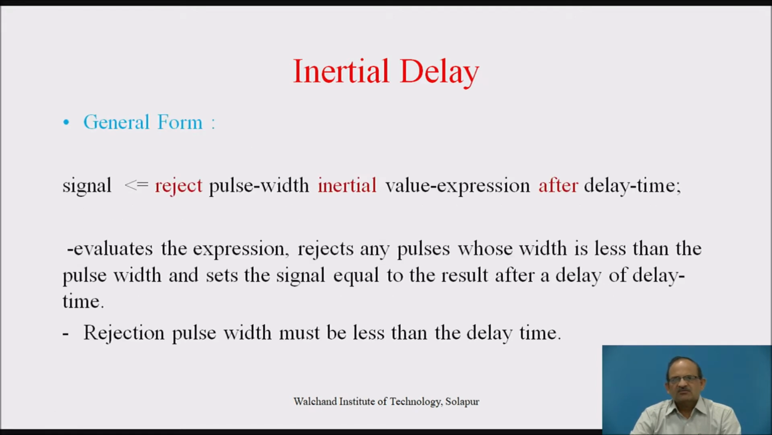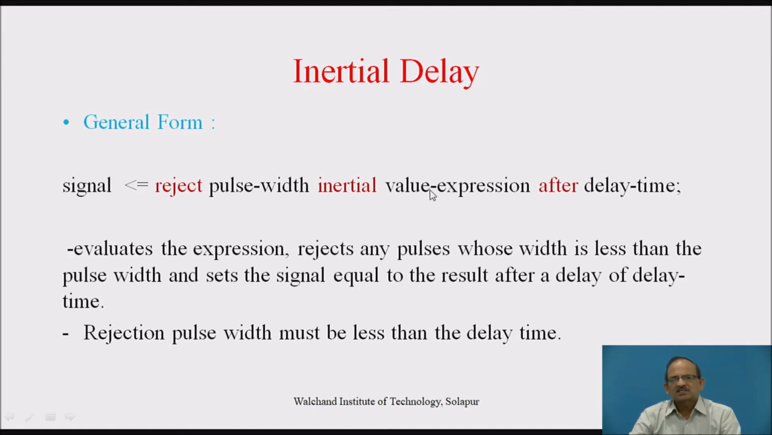Let us see the general form of modeling this. This is a signal assignment statement, and the assignment is: reject pulse width inertial value expression after delay time. Here reject, inertial and after are keywords. The reject pulse width is given, the value expression is evaluated and assigned to the signal, and the delay time is the time after which it is to be assigned.